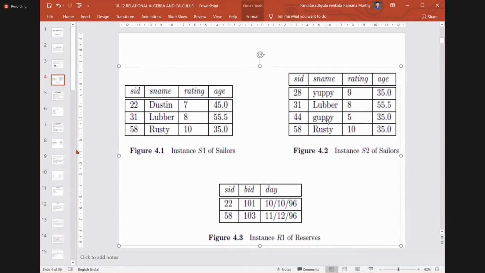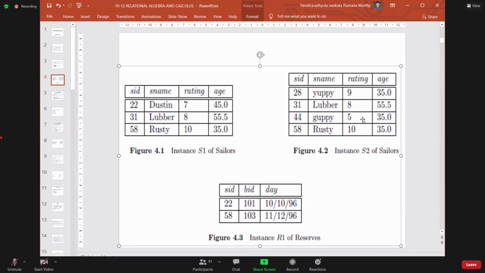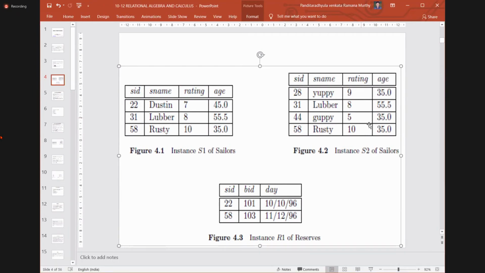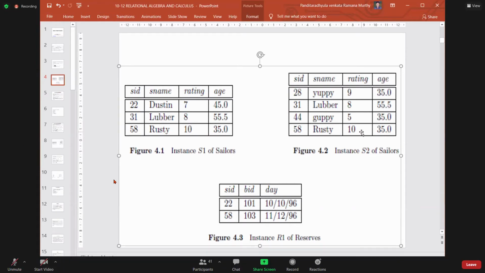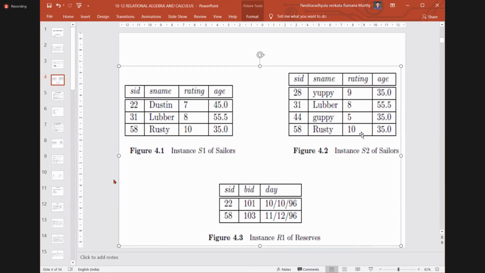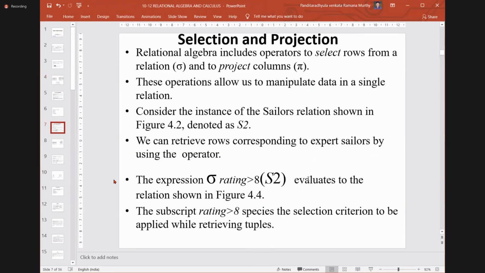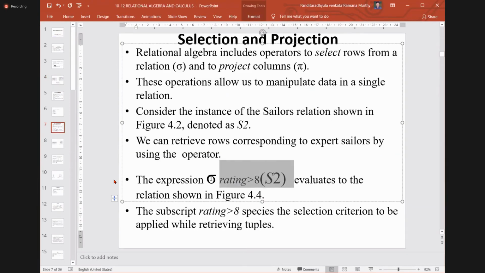Similarly, the Guppy row has a rating of 5 only, which is not greater than 8, so this row will also be rejected from the result. But the Rusty row will be taken, where the rating is greater than 8. So two rows are qualified in our result. What is it identifying? Select rows from S2 where rating greater than 8.